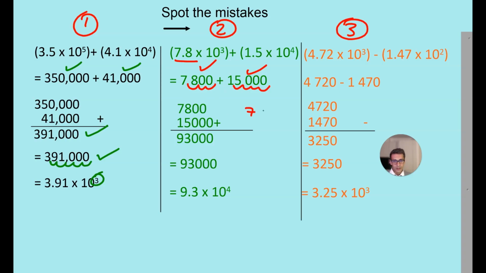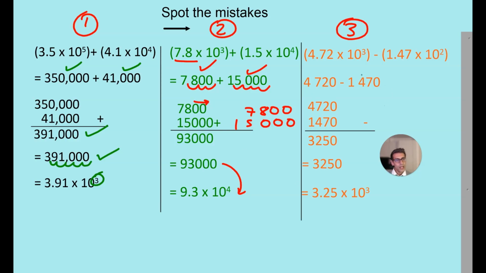This should be written as 7,800 and 15,000. So this number, the 7,800, needs to be to the right. And then so on. You can see the rest of the question. The answer is wrong, but the conversion from here to here is correct, but the answer is wrong for this question.